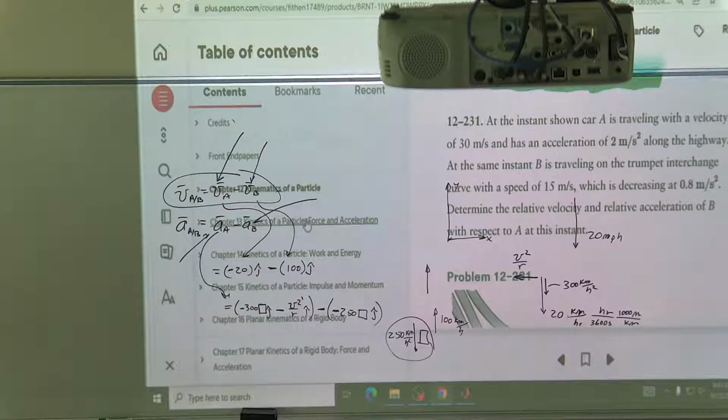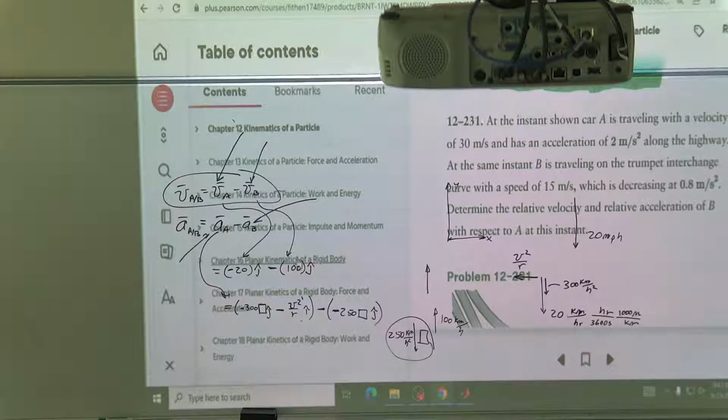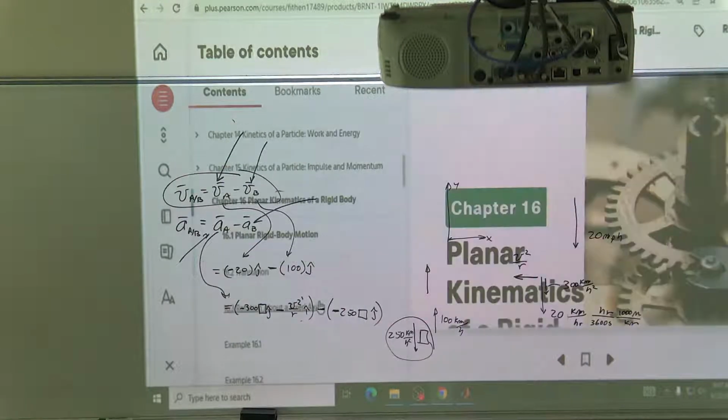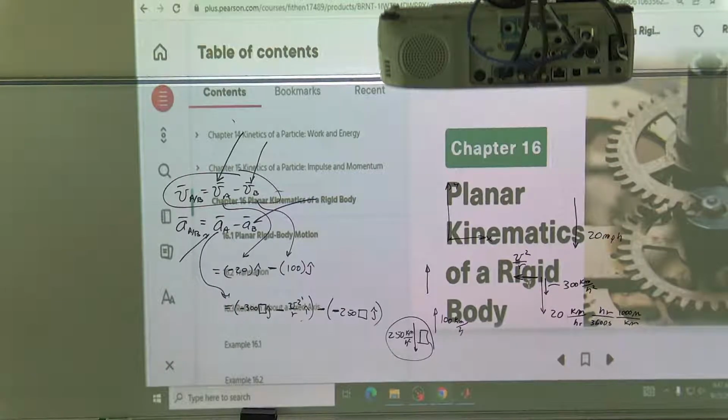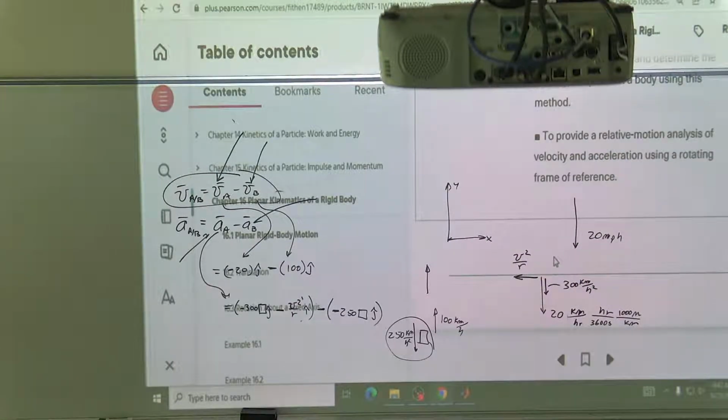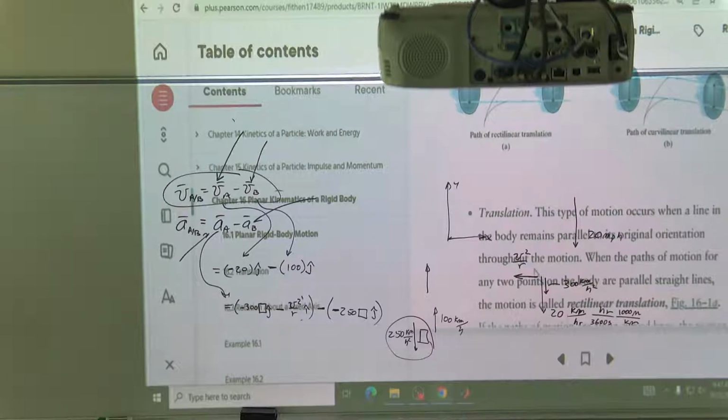Then you got force and acceleration, work, and then 15. And so here's the 16 I was talking about. So if we go there, what you'll find is when you're talking about rigid bodies, to me, chapter 16 is where the engineering takes place, because rigid bodies are what you're going to try to design. So he takes off and goes through here. I'm just going to spin through it real quick.